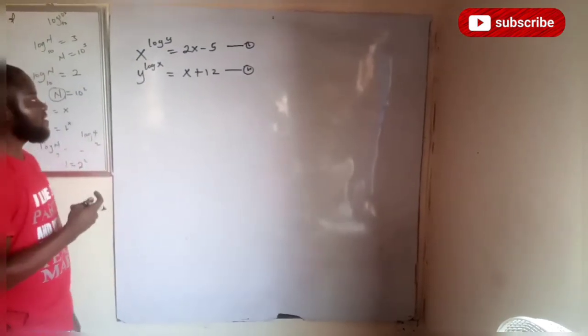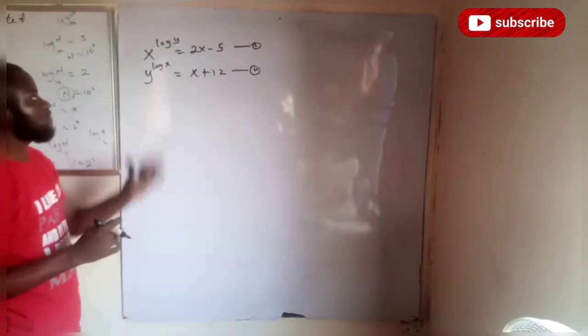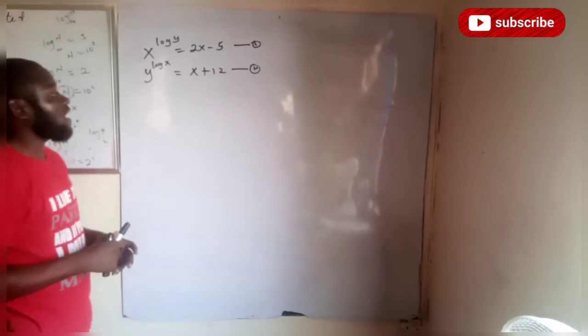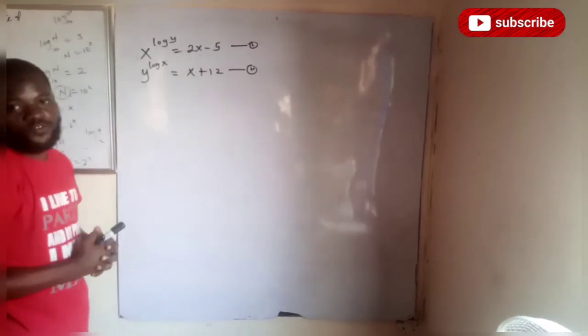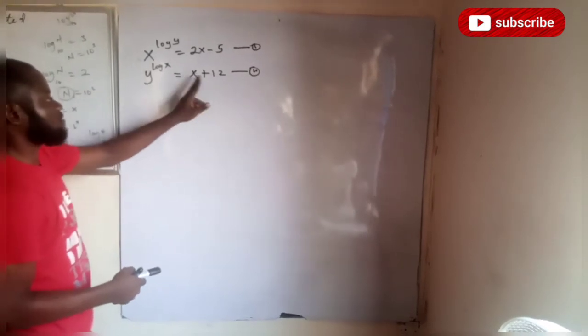How do I go about this? Oh, okay, before we even try to solve this question, I want you to understand that this and this are equal. That is 2x minus 5 is actually equal to x plus 12.